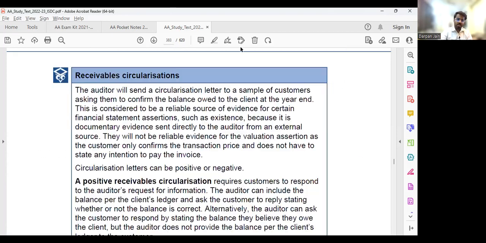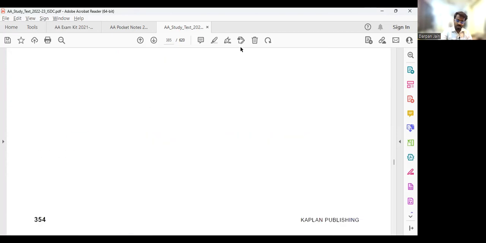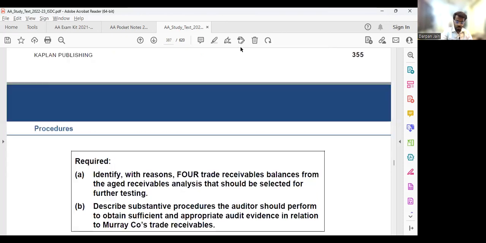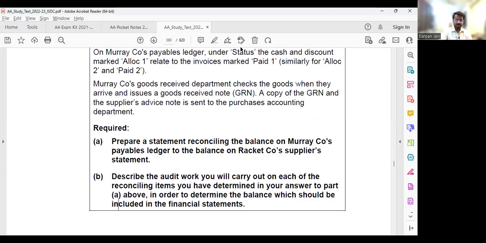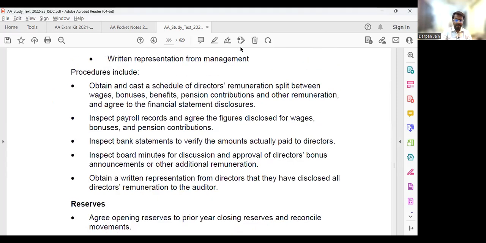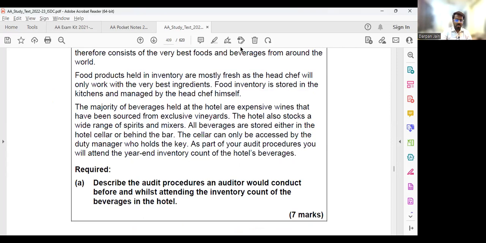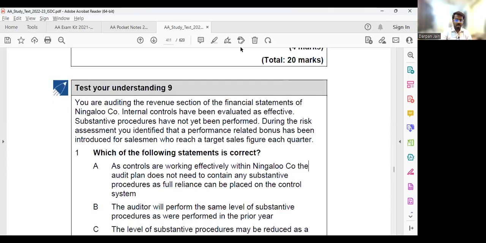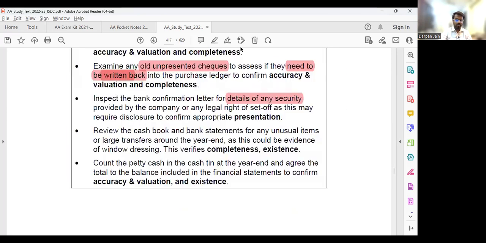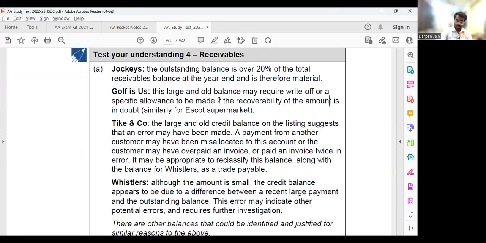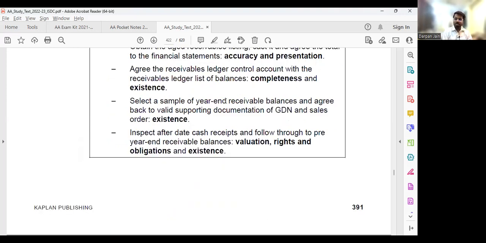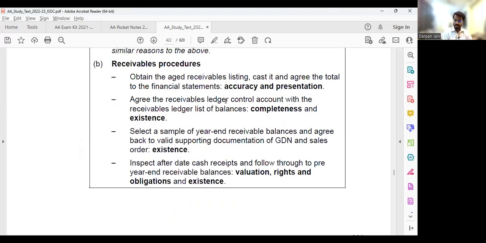Okay. So let's see the procedures for receivables. That is test your understanding 4. So let me go to test your understanding 4. See the audit procedures that we perform for receivables. Read the first one. Obtain the aged receivables listing.